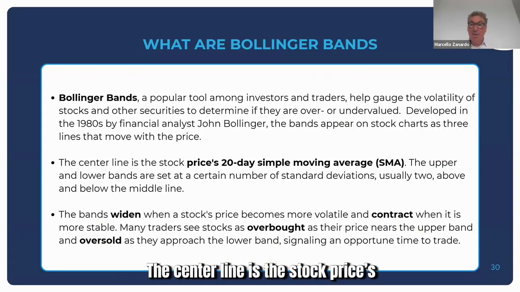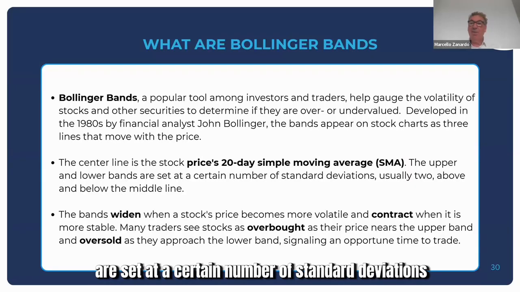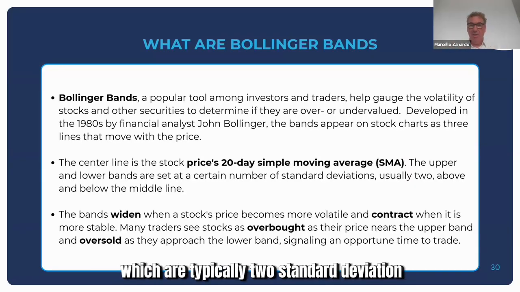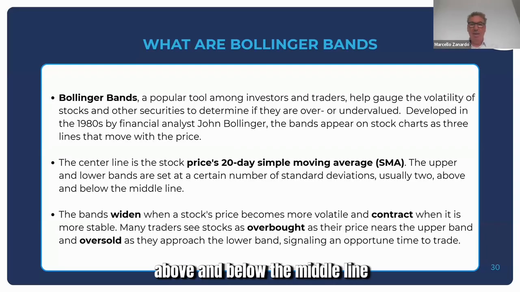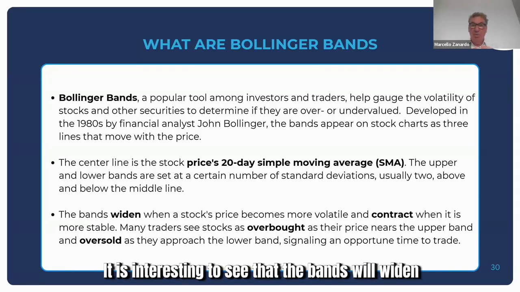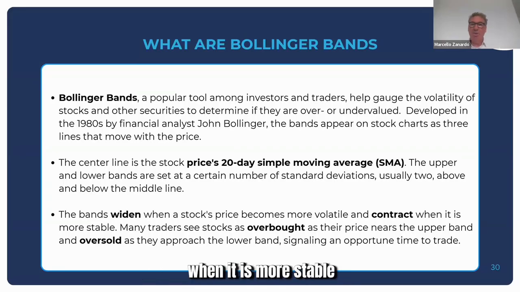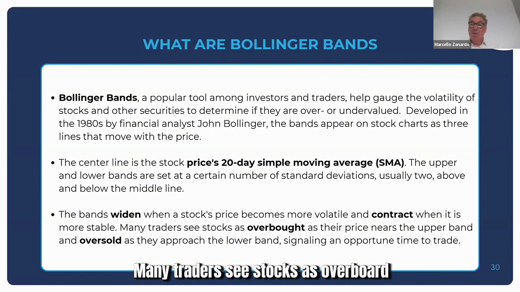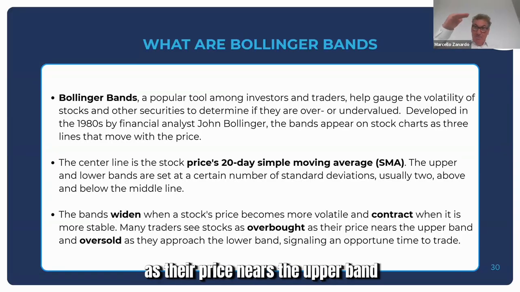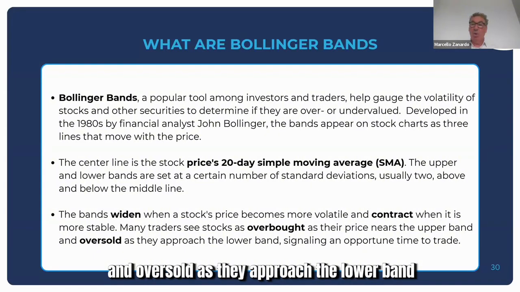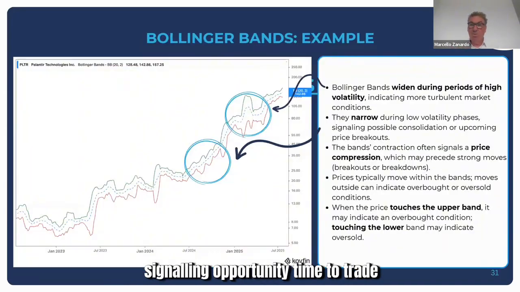The center line is the stock price's 20-day simple moving average. The upper and lower bands are set at a certain number of standard deviations, which are typically two standard deviations, above and below the middle line. It is interesting to see that the bands will widen when a stock's share price becomes more volatile, and they contract, they become narrower, when it is more stable. Many traders see stocks as overbought as their price nears the upper band and oversold as they approach the lower band, signaling opportunities to trade.